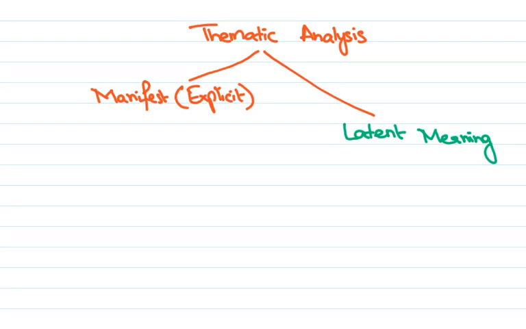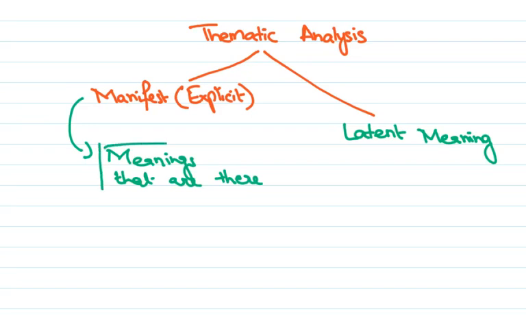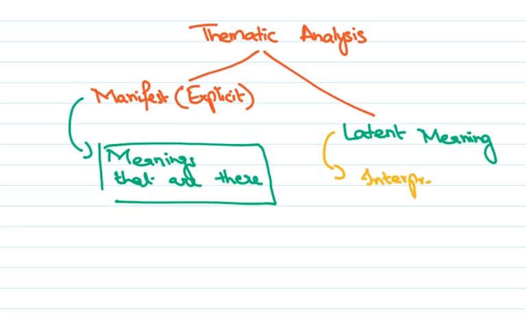When we're talking about manifest, here we'll be only looking at themes, or only looking at meanings within the data that are there, that are present in the data. However, when we talk about latent meaning, what we'll be doing is interpreting and going beyond the surface level of the data.